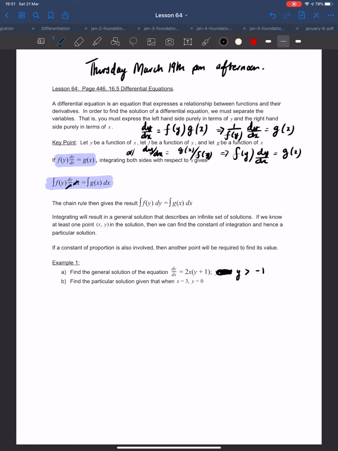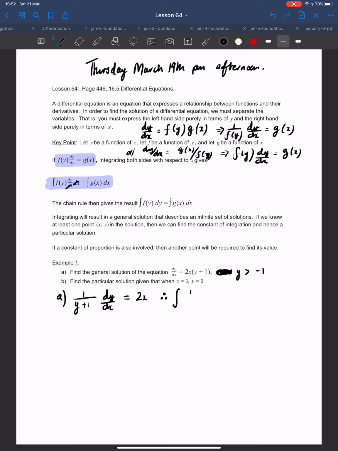Okay, so we've got two functions multiplied together. We've got 2x and y plus 1. So we've got an f of y times a g of x. Okay, so we collect the y's to the left. So it's going to be 1 over y plus 1, dy by dx is 2x. And then, put that there, that's a bit nicer to use actually.